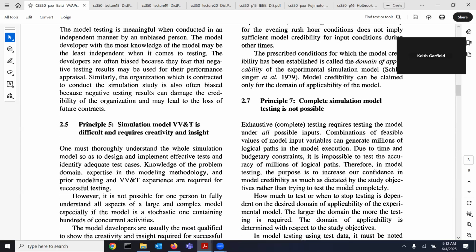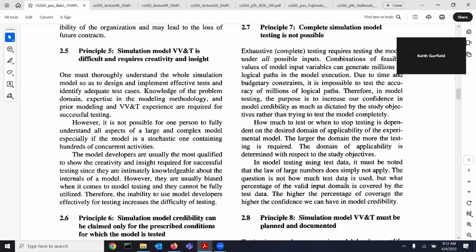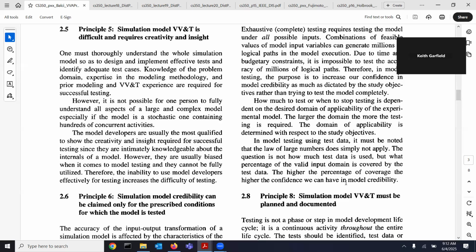It's difficult and requires creativity. That's accurate of all kinds of testing for software. But there are mechanisms that we can use. There are best practices that we can use.